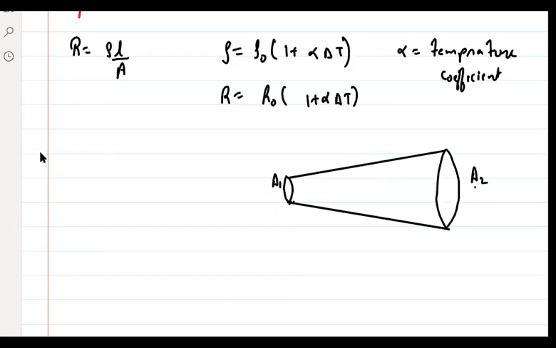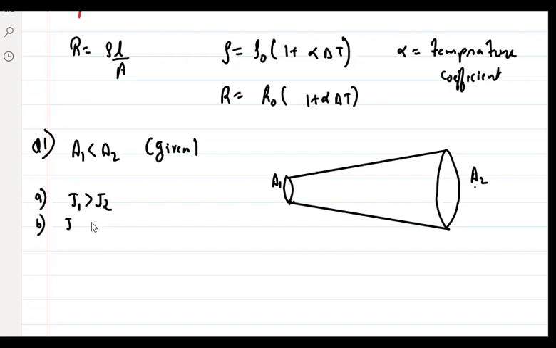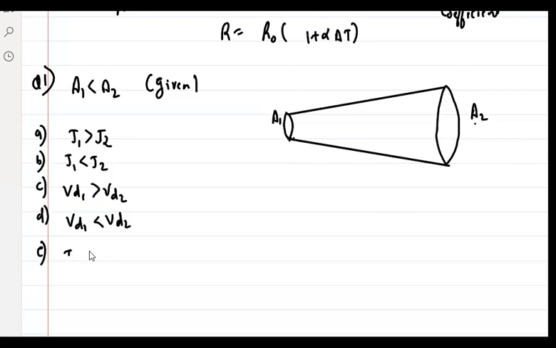So my question is, which of these are true? Given A1 is less than A2, which of them is true? Option A, J1 is greater than J2. Option B, J1 is less than J2. Option C, VD1 is greater than VD2. Option D, VD1 is less than VD2, right? Option E, I1 is equal to I2, right?